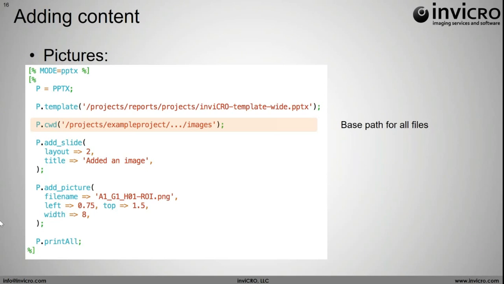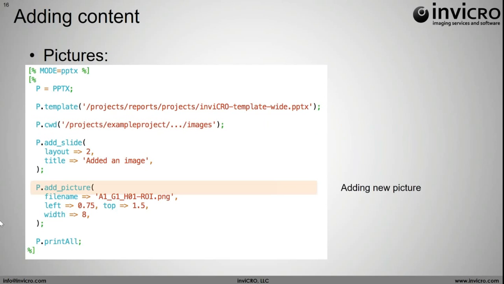You could either always use the full web disk path when adding images, or if everything is stored under some combined folder, you can use the CWD, for current working directory, parameter or trait of the PowerPoint class to go in there, and then you can specify all paths relative to that.